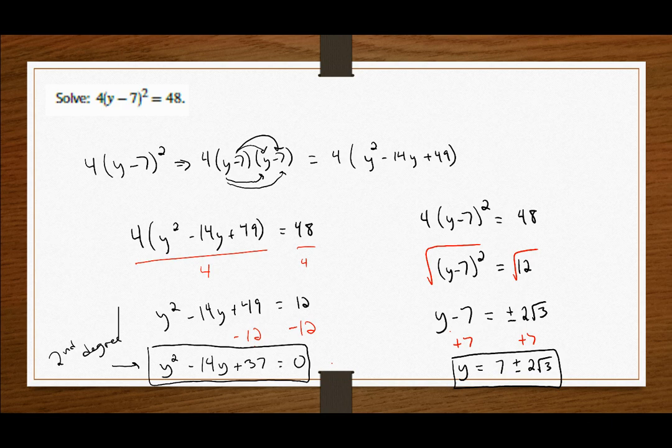Since our two solutions are going to be 7 plus 2 square root of 3 and 7 minus 2 square root of 3, you may see them written out more explicitly in separate statements. In most cases, I'll leave them combined like this just for succinct writing purposes.